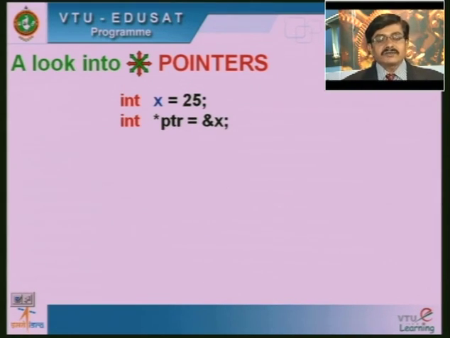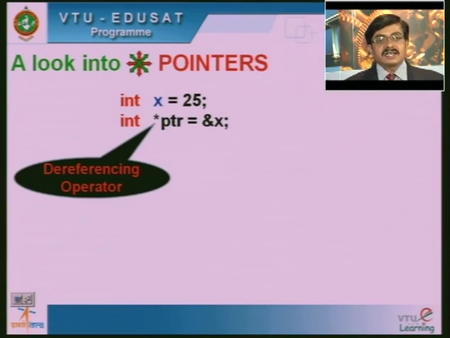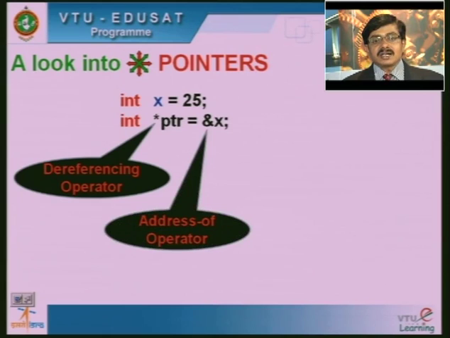Int x is equal to 25. x is a variable of type integer, and I have declared int star ptr. ptr is a pointer to an integer. When it is a pointer to an integer, it can hold only the address of some integer variable. Since x is an integer variable, a pointer can hold the address of x. Here star is a dereferencing operator, and ampersand is called the address of operator. We also use ampersand for bitwise ANDing, but in this context ampersand and star, which are the address of and dereferencing operators, are unary operators. They work on only one operand.